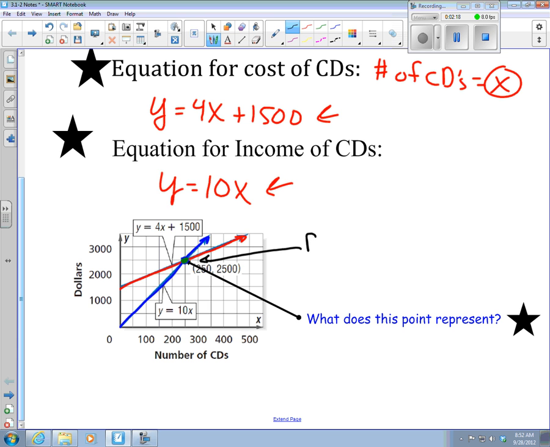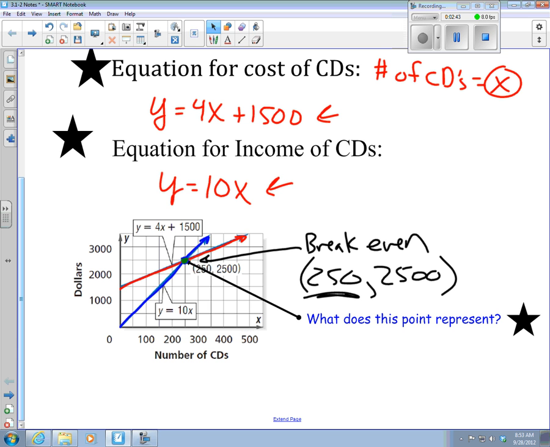So basically, if they sell 250 CDs, it's going to cost them $2,500 to make those CDs, but they're also going to make $2,500. So anything after 250 CDs sold, that's where they're going to start making money. They're going to make a profit of $6 on every CD after that, but they have to sell 250 to break even. Notice that's where the two lines intersect, the point of intersection.